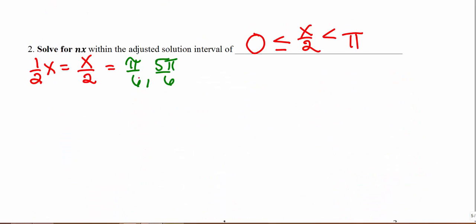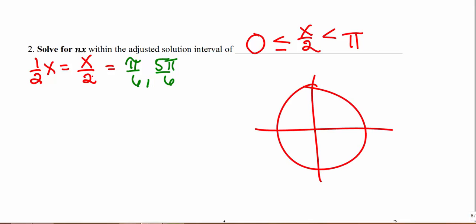Keep in mind that we originally solved for x over 2, or 1/2 x, just from the top half of the circle. Why would we only solve for x over 2 from the top half of the circle? Well, when I want to actually solve for x, what do I have to do? I have to double both of these angles.